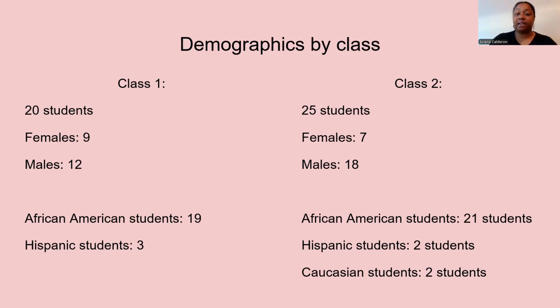Class 2 consisted of 25 students, 7 females and 18 males. We had 21 African American students, 2 Hispanic students, and 2 Caucasian students.